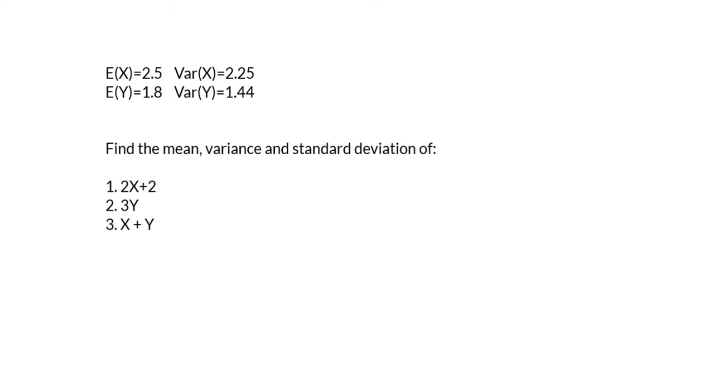Okay, here's your homework for this task. E of x is 2.5, variance of x is 2.25. There are two random variables, x and y. E of y is 1.8, and the variance of y is 1.44. I want you to find the mean, variance, and standard deviations of 2x plus 2, 3y, and x plus y.